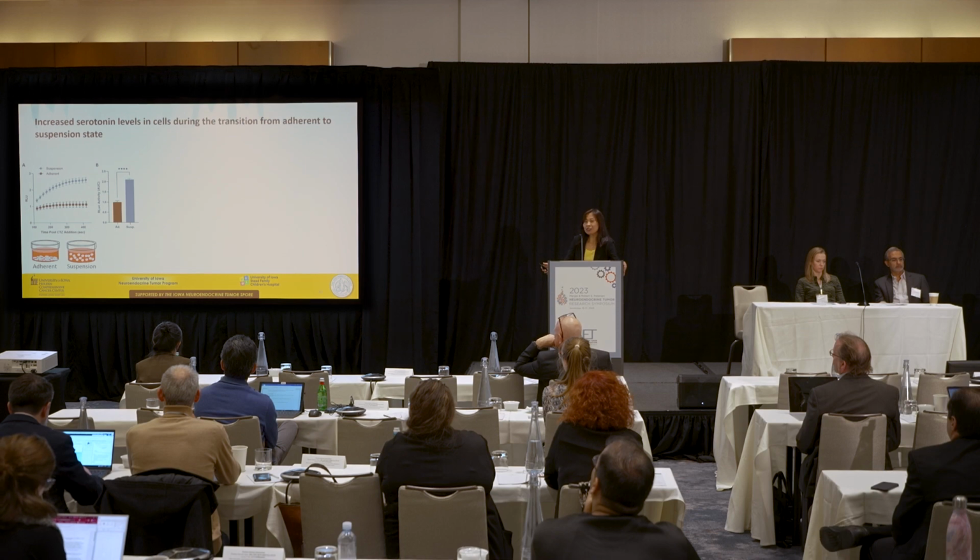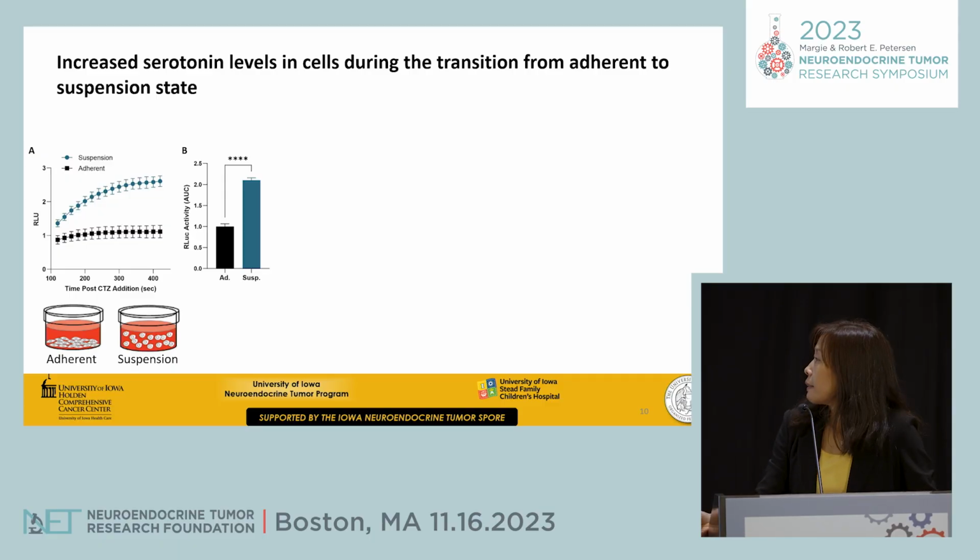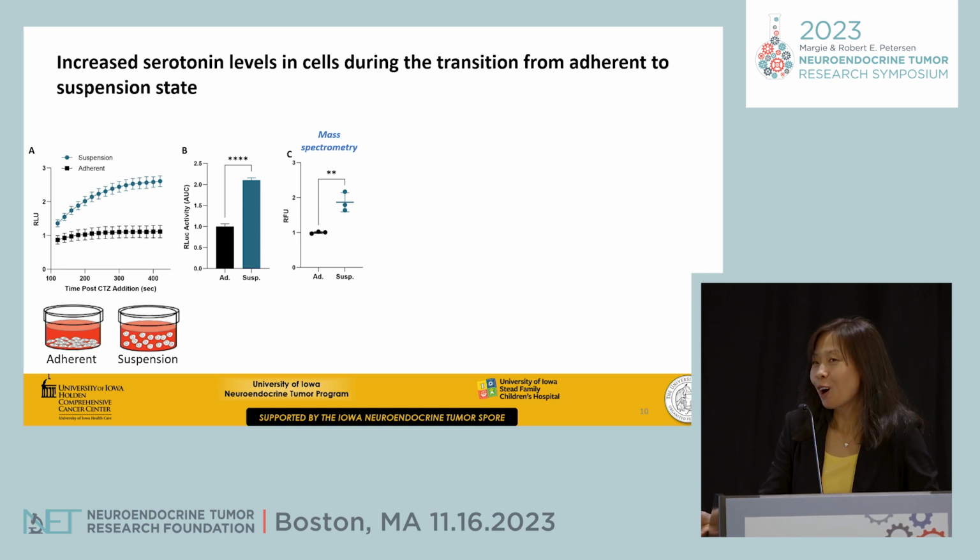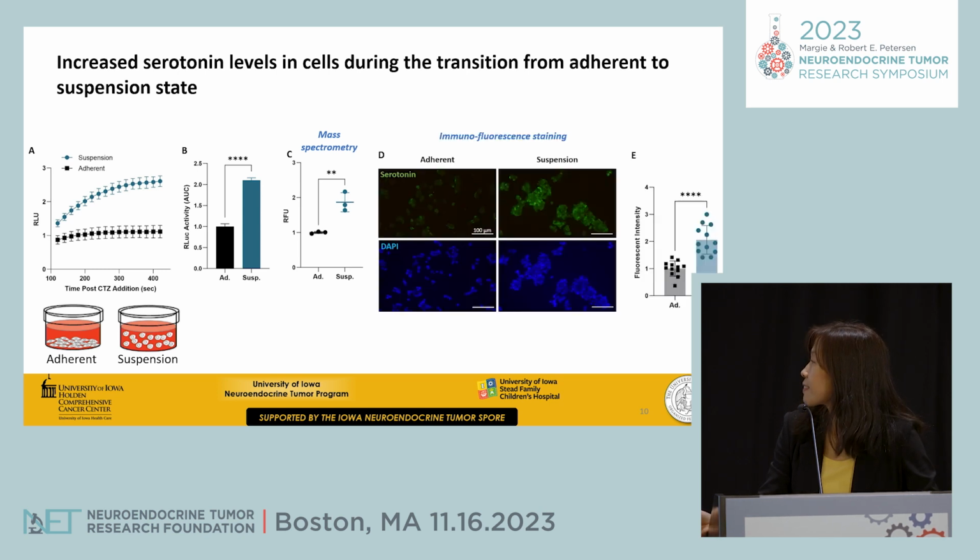Biologically, we want to see when serotonin metabolism changes in the tumor cells. Another condition is when they transition from the adherent state, growing on the bottom and sticking to the plastic, into the suspension state. This mimics tumor metastasis, in a simplified version. In this model, we also see really high serotonin expression. This was confirmed: panels A and B show our sensor, and we confirmed it using mass spectrometry and also by immunofluorescence.